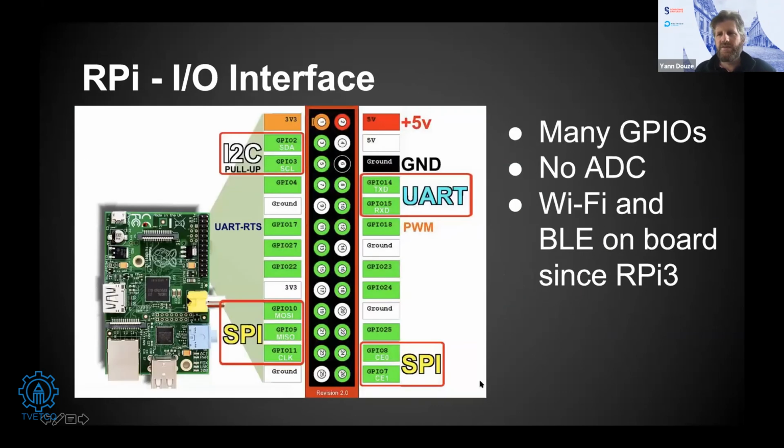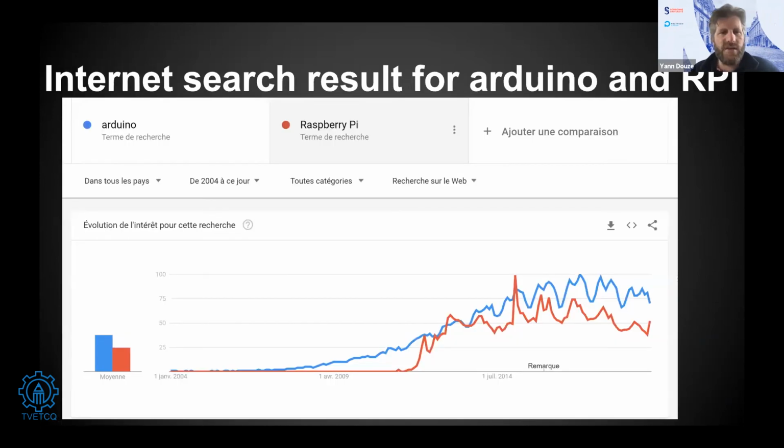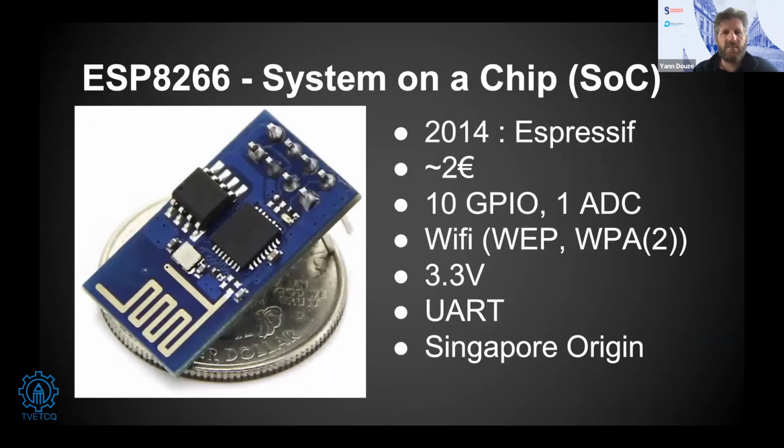I'm going a little bit fast because the time is running. You have several interfaces to do SPI, UART, I2C, etc. But the problem, you have no ADC, and since Raspberry Pi 3 you have WiFi and BLE. So, Raspberry Pi and Arduino, they are famous.